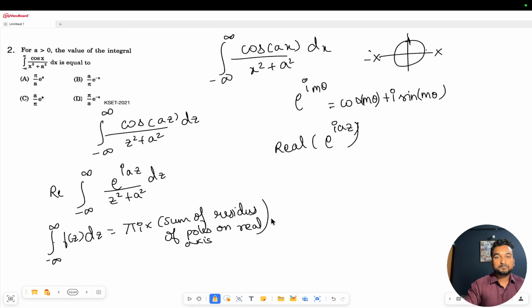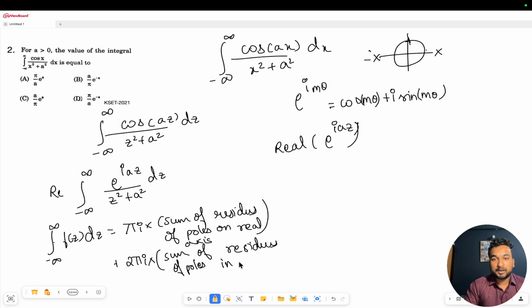plus 2 pi i into the sum of residues of poles in the upper Argand plane. That means only the upper part, not the lower part. You do not have to take the poles which are in the lower part of the y axis. This upper part you have to calculate. So this will be the formula.